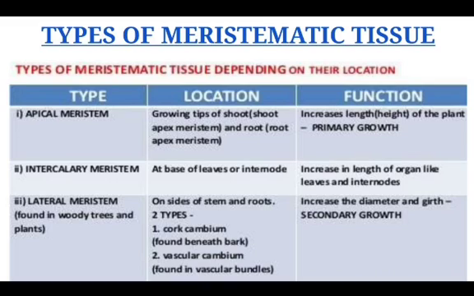It is found on the sides of the stem and roots. This lateral meristem is found on the sides of the stem and roots. There are two types of lateral meristem: the first one is cork cambium and the other one is vascular cambium.